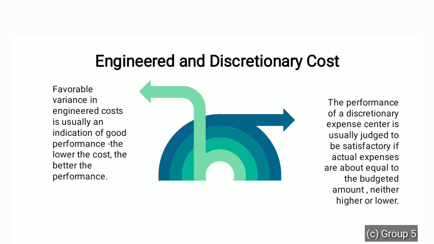Thank you. Okay, next I will explain about the engineered and discretionary cost. A favorable variance in engineered cost is usually an indication of good performance. The lower the cost, the better the performance. The performance of a discretionary expense center is usually judged to be satisfactory if actual expenses are about equal to the budgeted amount, neither higher nor lower.